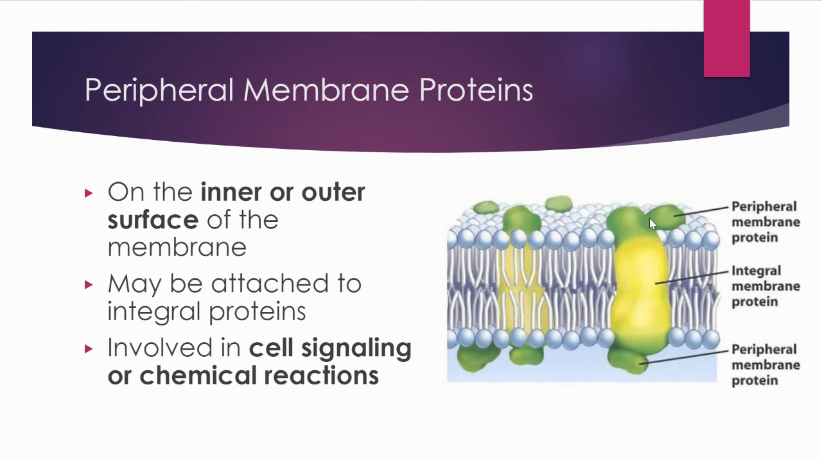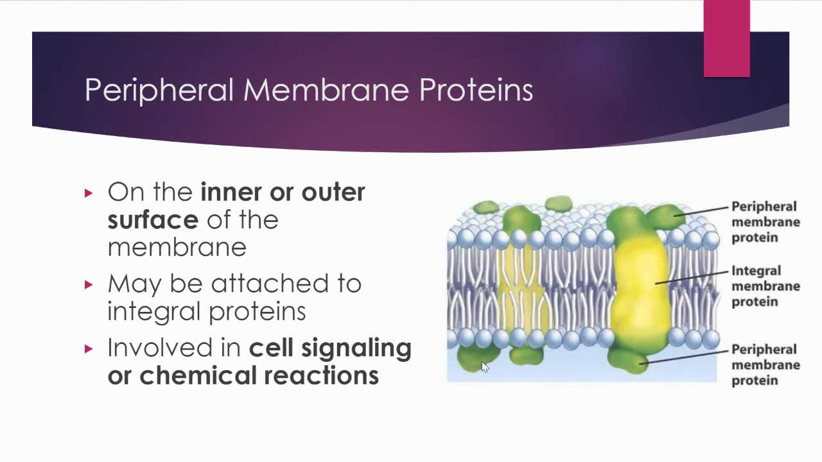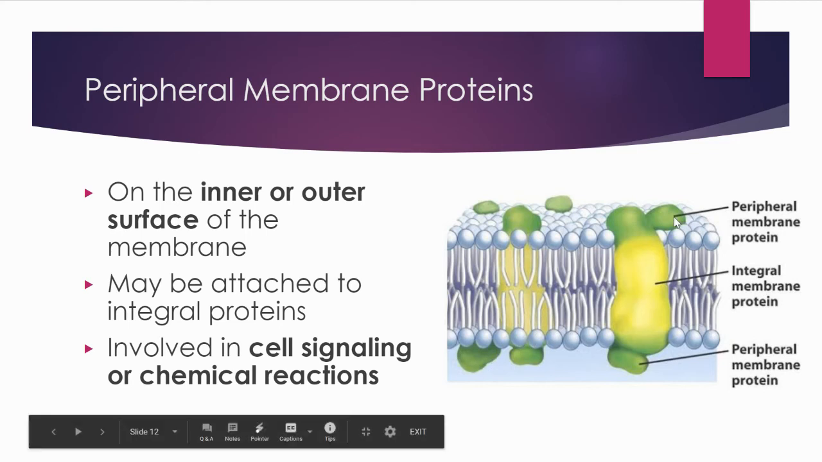So next we have peripheral proteins, and you can see there's an integral one here, but attached just to the edge, not going all the way through, is a peripheral membrane. And that's either on the outside of the cell or sometimes on the inside of the cell. You'll see a peripheral membrane protein. And they can be attached to integral proteins or not. They can be on their own, and they help a lot with signaling other cells, since they're on the outside, about what's going on inside of the cell, and also helping chemical reactions take place.